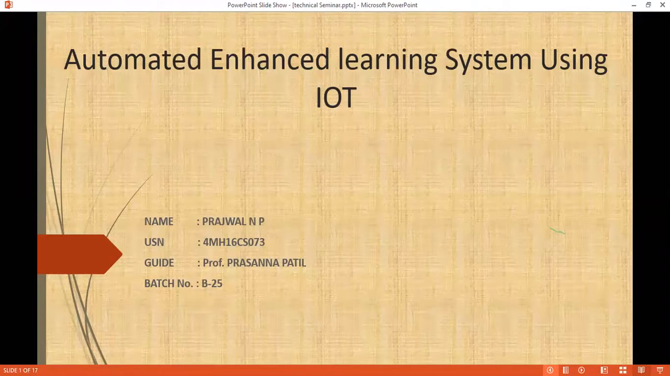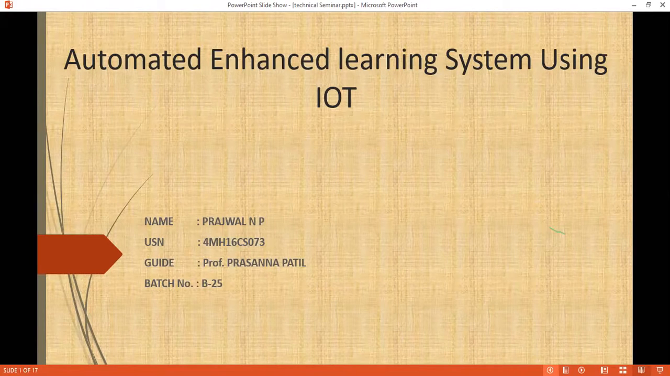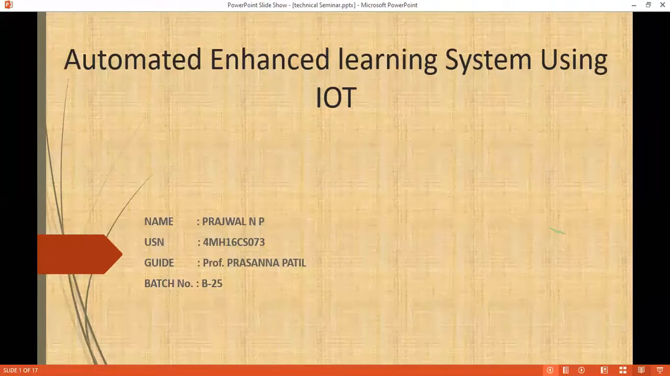Number one, it is a standalone thing. You have to go there and get yourself enrolled, right? Yes, sir. So how is it enhanced? Sir, according to the paper, he didn't give that, right? Yes, sir.